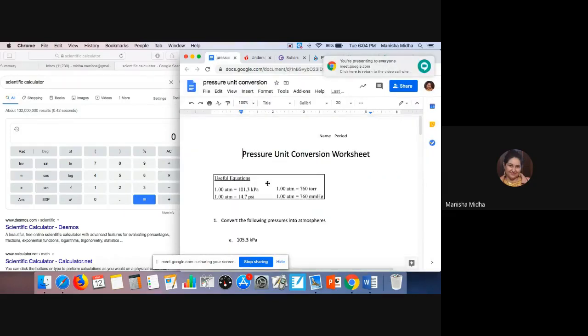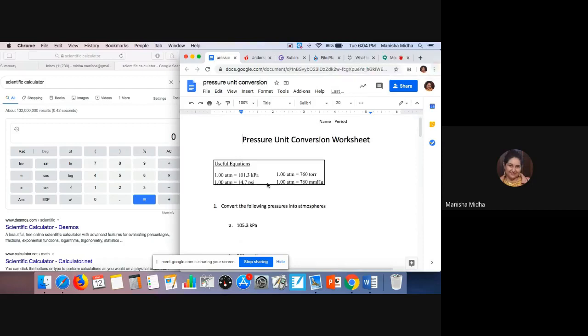Hello everyone. We are now going to begin a new lesson which is called gases, and the first topic in this lesson is going to be pressure. So we are going to learn about pressure, what is pressure and how we measure the pressure.